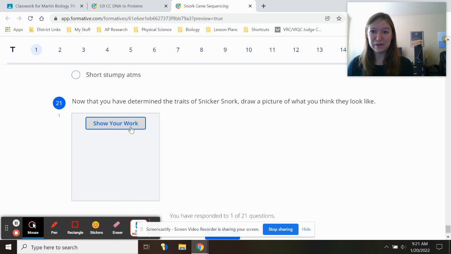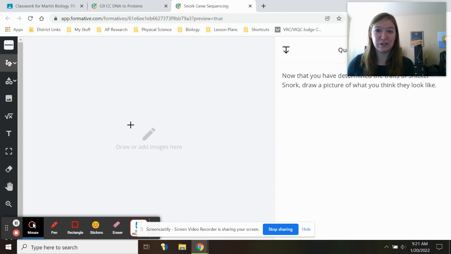If drawing on the formative is not your jam, then you can get a piece of paper at home, hopefully you have some paper at home, and draw a picture of what they look like. Otherwise, I would just recommend freehanding that in Google Draw. Enjoy. You guys can always email me if you have any questions, or I can hop on a Google Meet with you and answer some things.